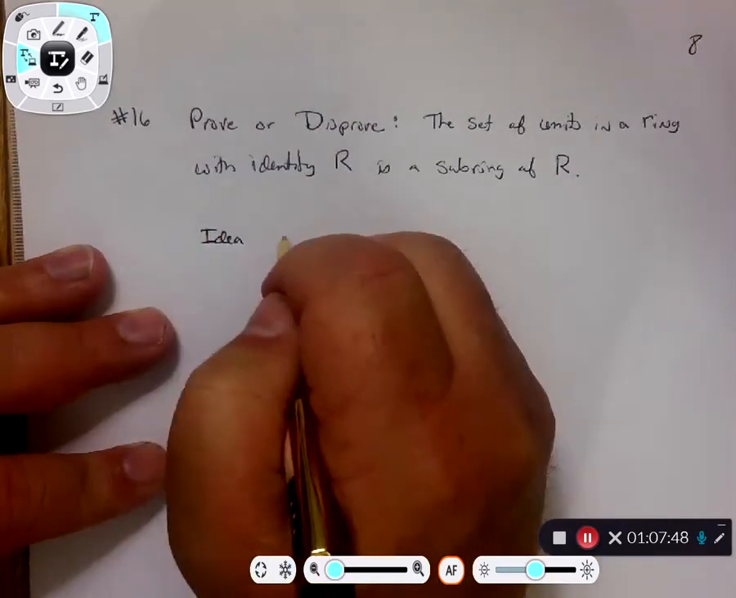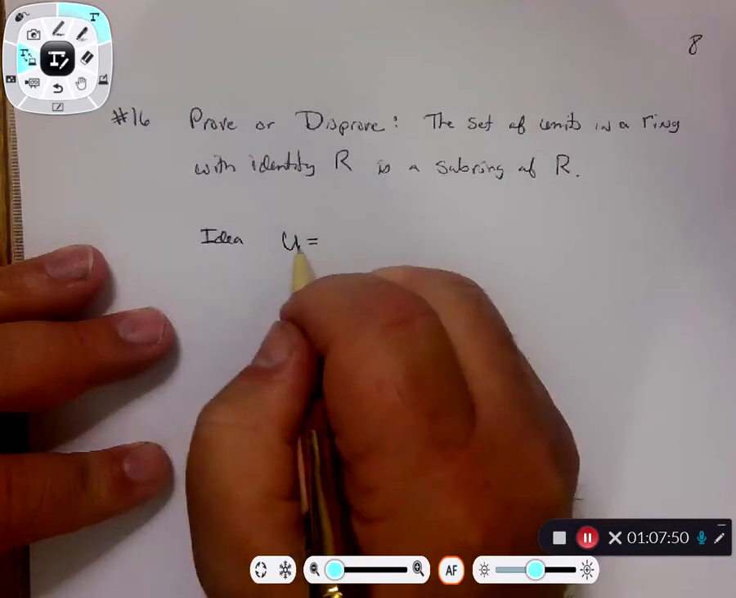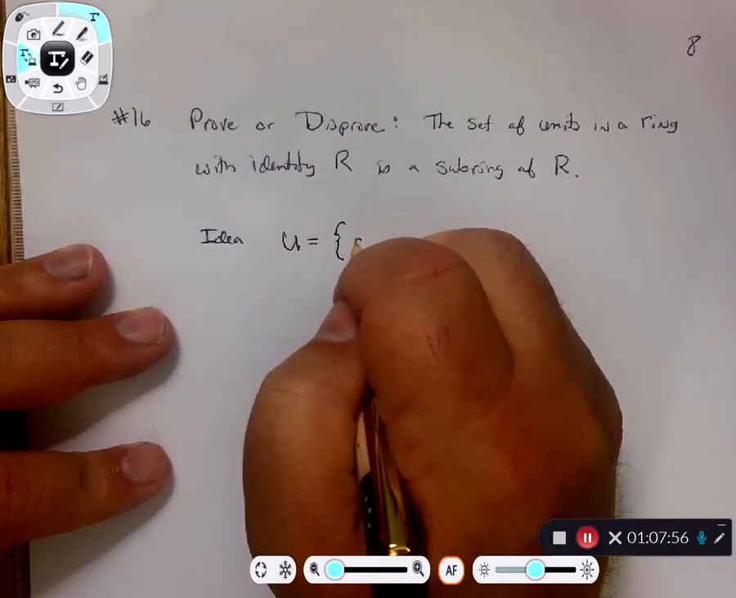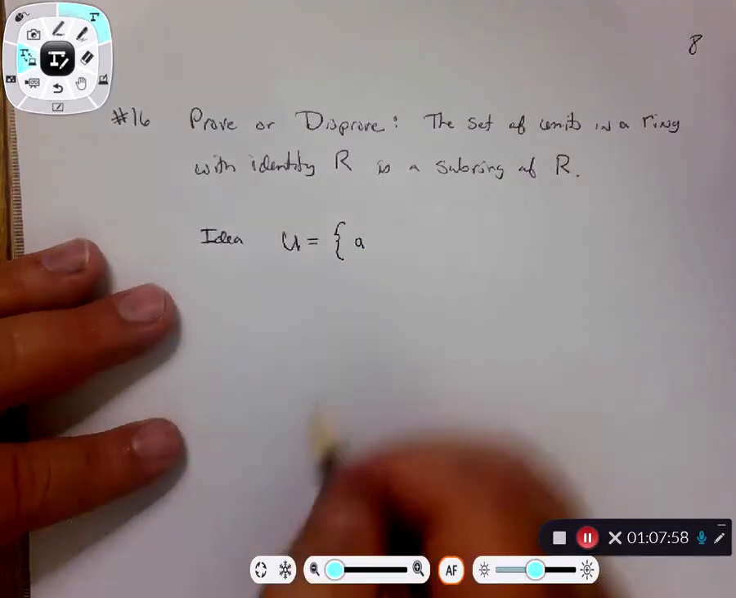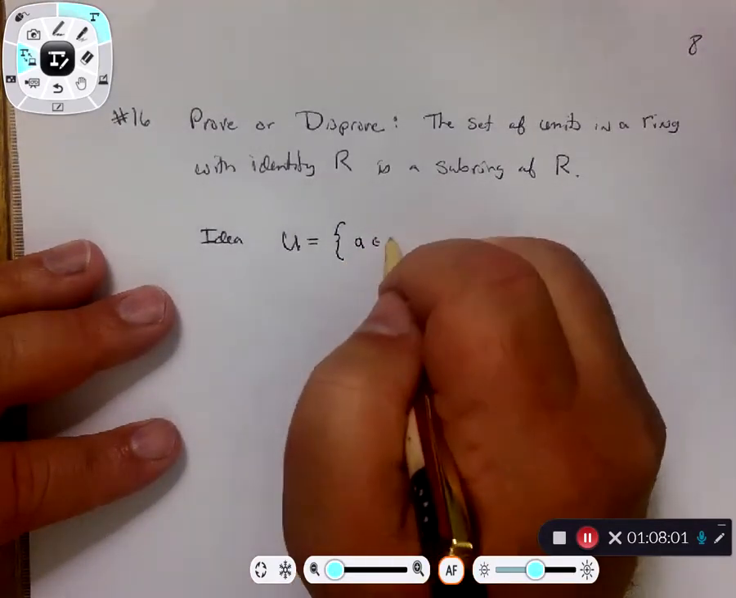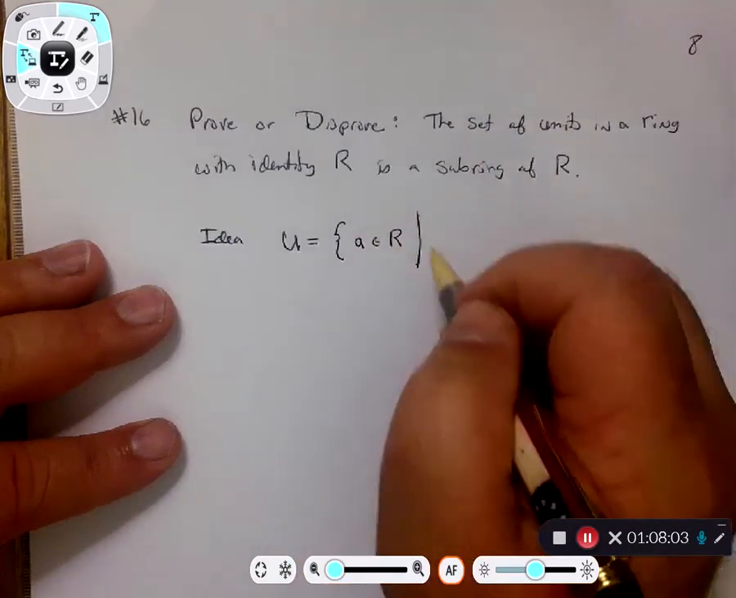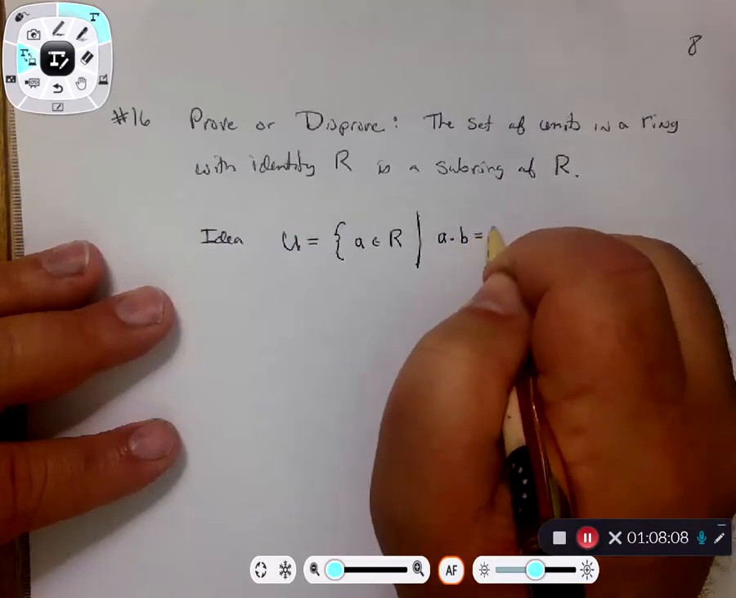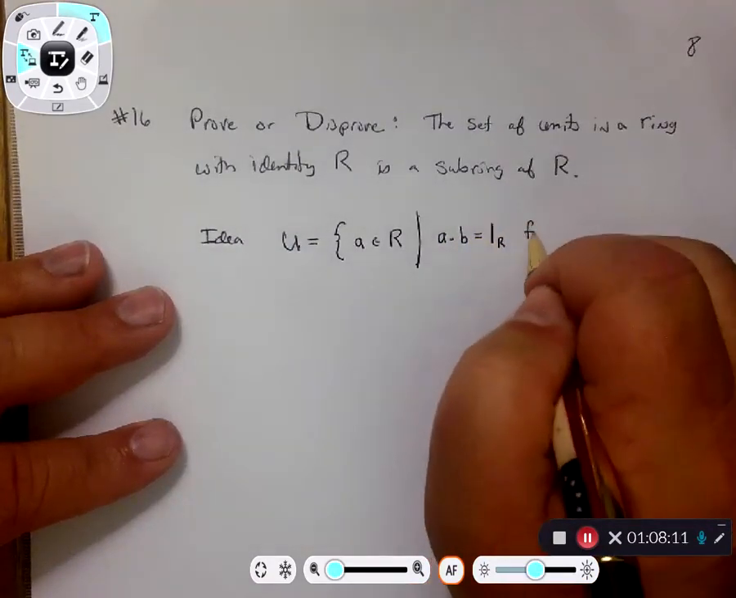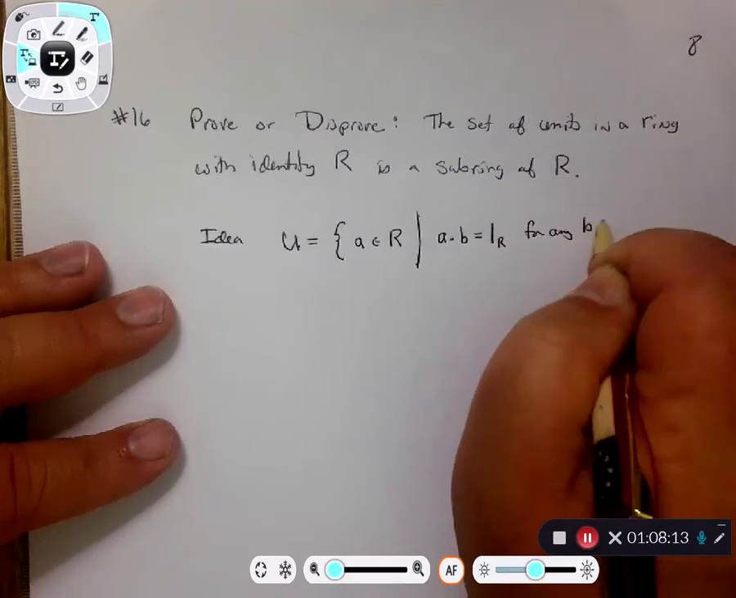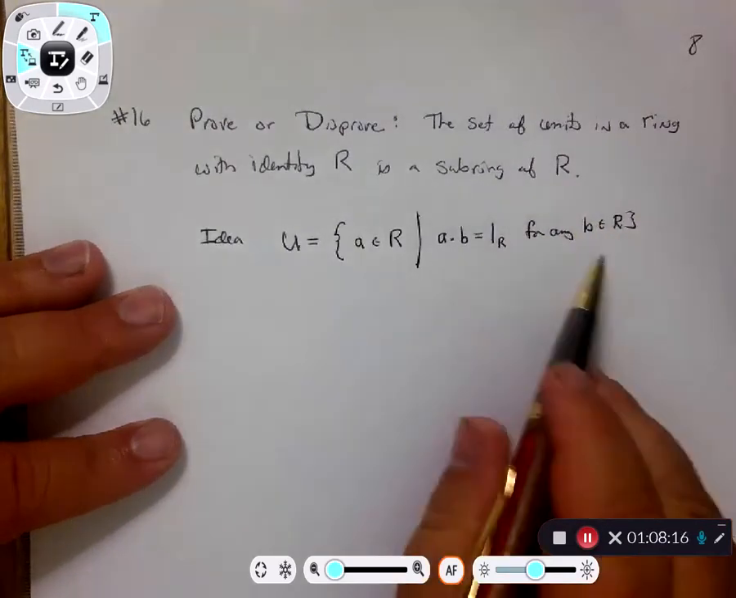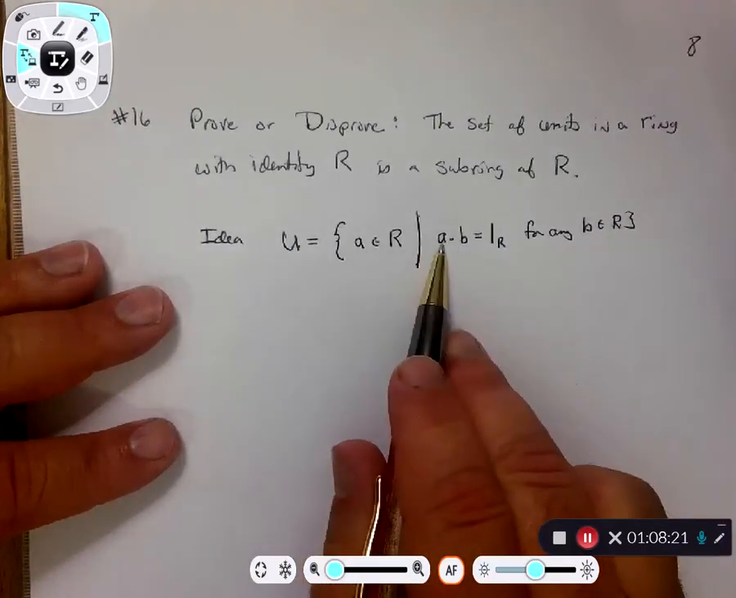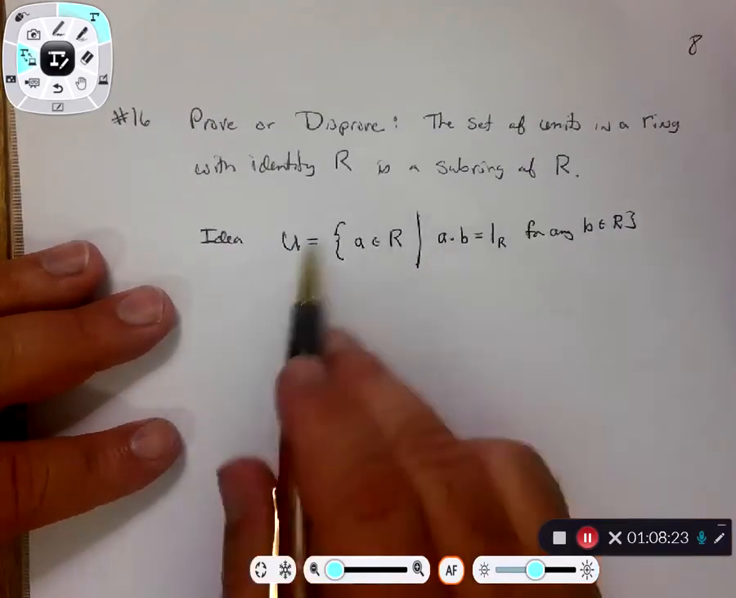I'm going to create this set. We'll call it U. U is the elements A in R, such that A times B is equal to 1 in R for any B element of R. So for any B, B is arbitrary now. It's all the elements A that when I multiply it times that B, I get that 1 in R. That is the set of units.